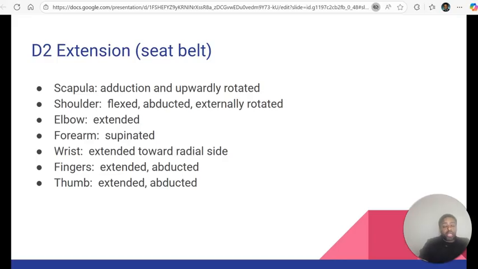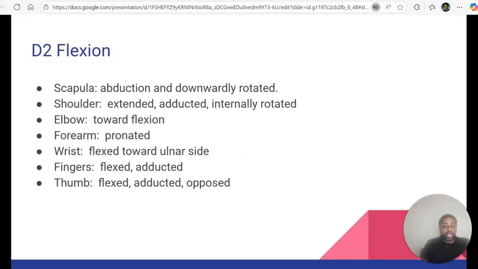D1 extension, the application of seat belts. D2 flexion is a movement pattern where the arm is extended, abducted, and internally rotated, and then the elbow goes into flexion, and then you go in the opposite direction.